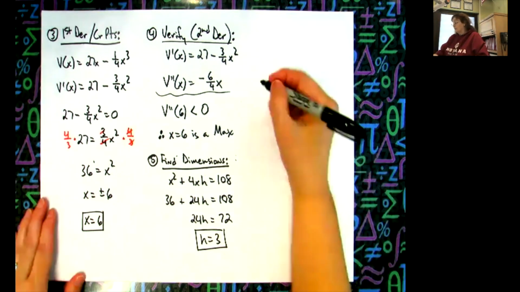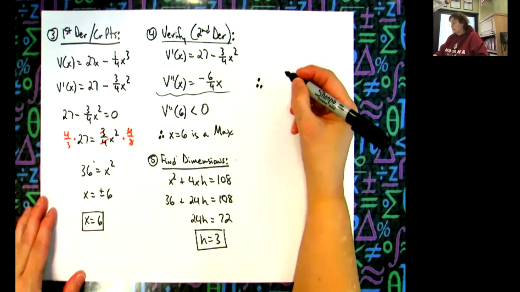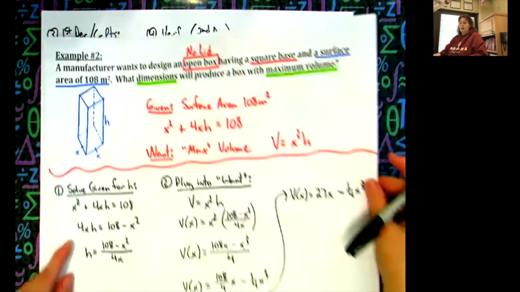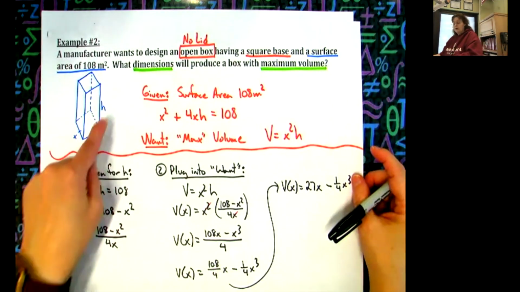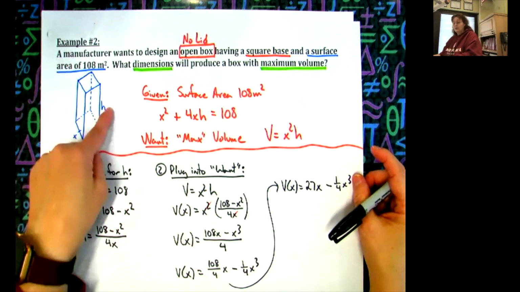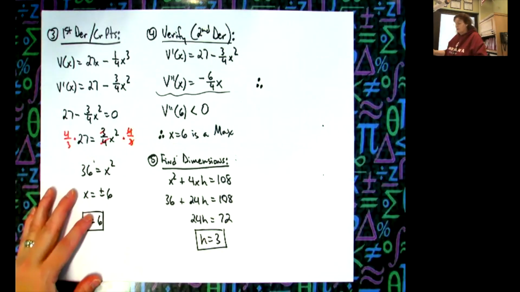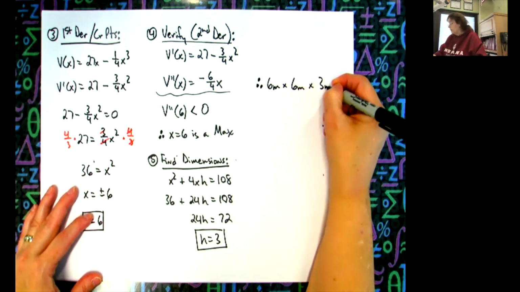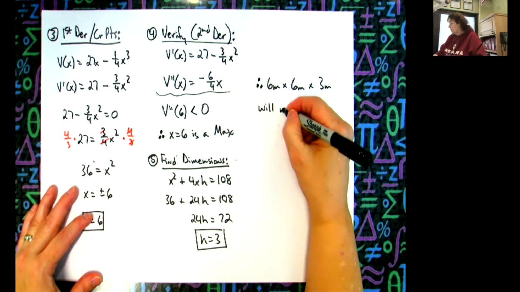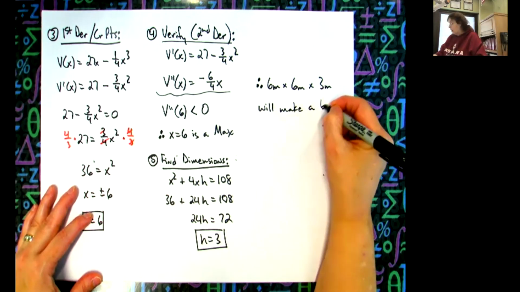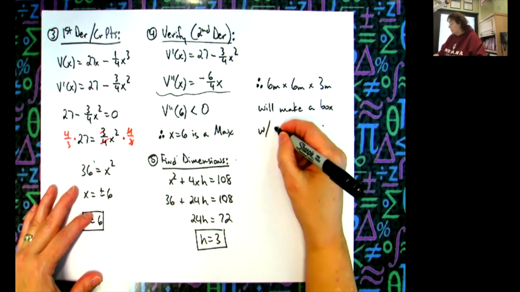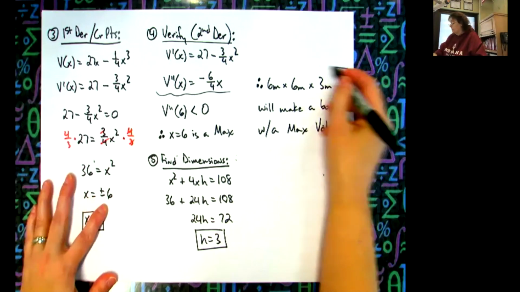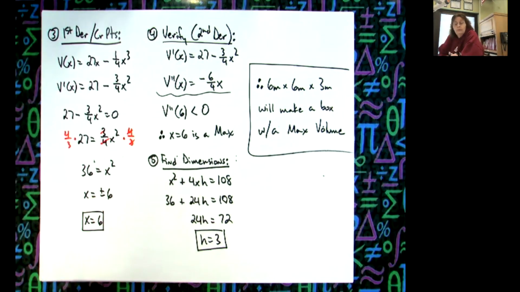From there, we can write our therefore statement. Let's go back and look at that box for a minute. These two sides are the same, and then my height. So when I write my dimensions, I'm going to write all 3 of them. A 6 meter by a 6 meter by a 3 meter box will have a maximum volume. So there's your therefore statement.